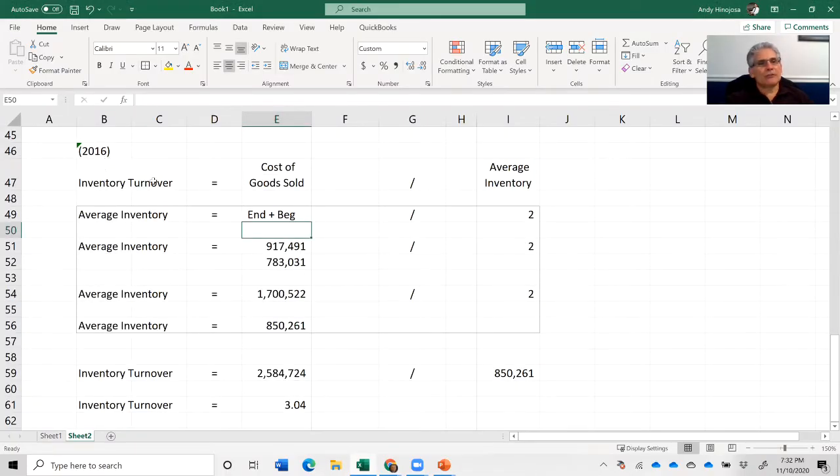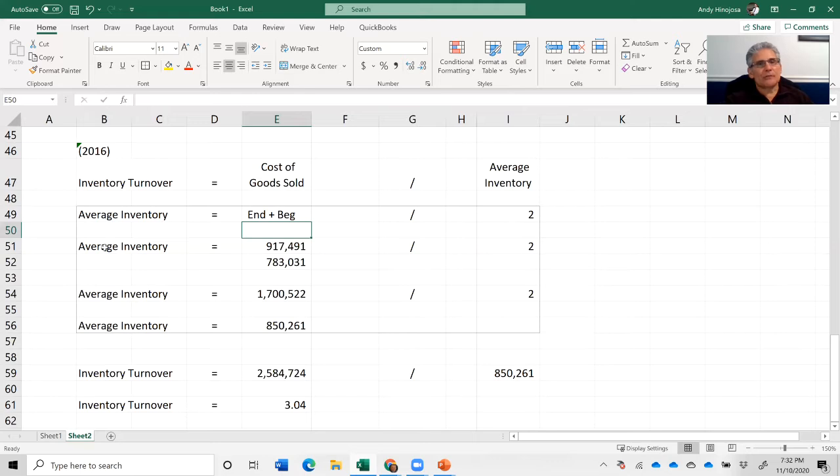So if we compute the inventory turnover rate for 2016, that's Under Armour's turnover for 2016, we're going to need the cost of goods sold. This comes from the income statement, and we're going to divide that by the average inventory. Before we go any further, we have to compute the average inventory. The way we come up with the average inventory is we're going to take the ending balance of inventory, add to that the beginning balance, and divide that by 2.